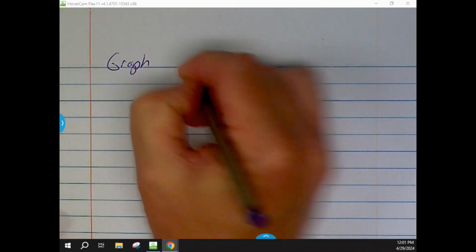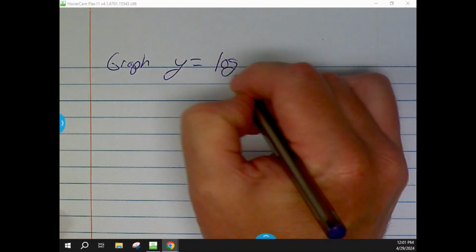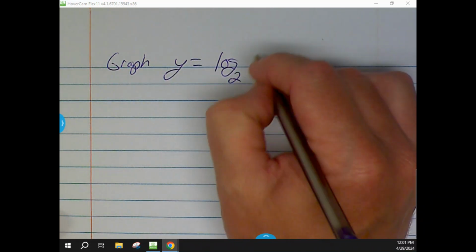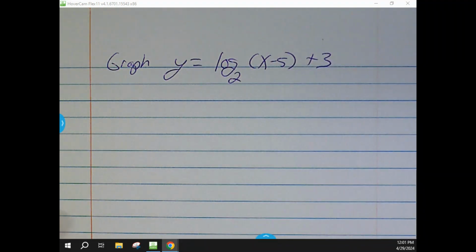All right, so for this one, let's graph y equals log base 2 of x minus 5, plus 3.